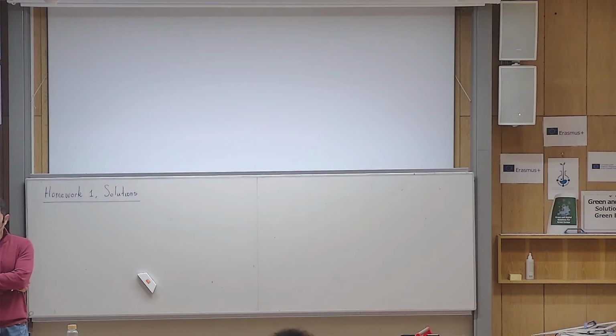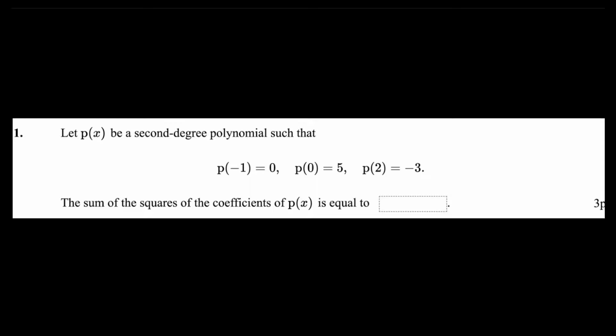So let p of x be a second degree polynomial. Let me read the problem here. Let p of x be a second degree polynomial with these conditions. We know p of minus 1 is 0. We know that p of 0 is 5. And we know that p of 2 is minus 3. The sum of the squares of the coefficients of p of x is equal to the number that you are supposed to put here. Okay?